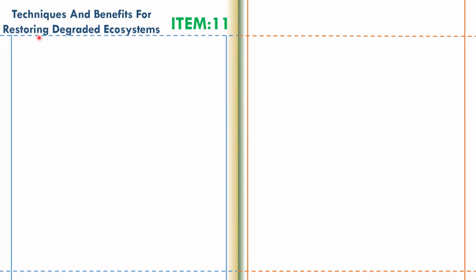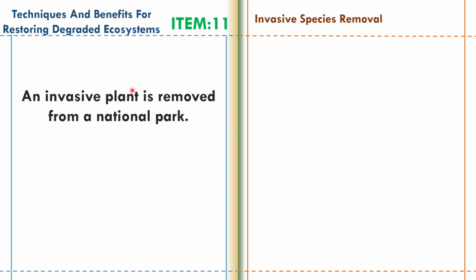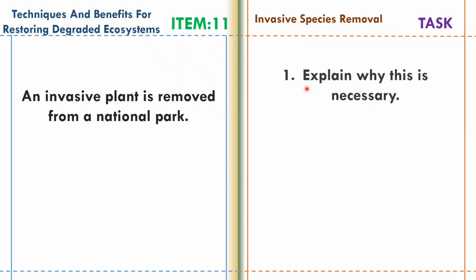Techniques and benefits for restoring degraded ecosystems, item 11. We are going to look at invasive species removal. An invasive plant is removed from a national park. Task. Explain why this is necessary. State one benefit to native species.